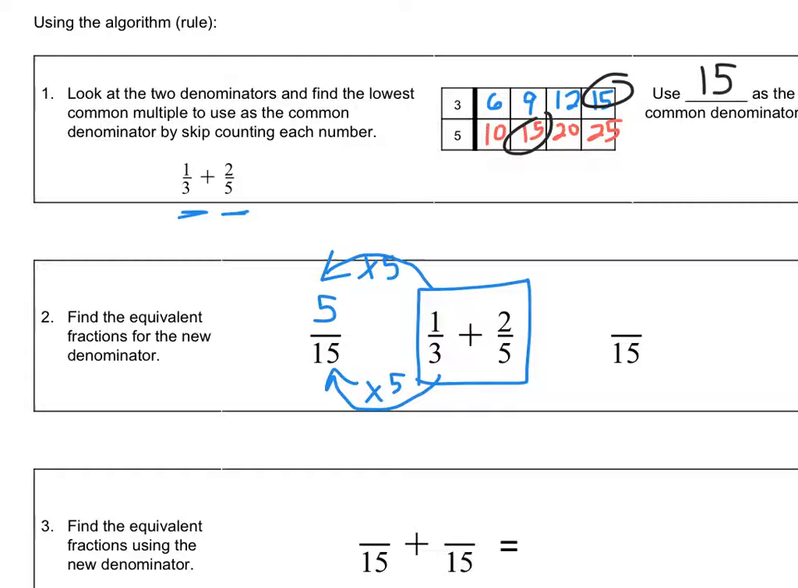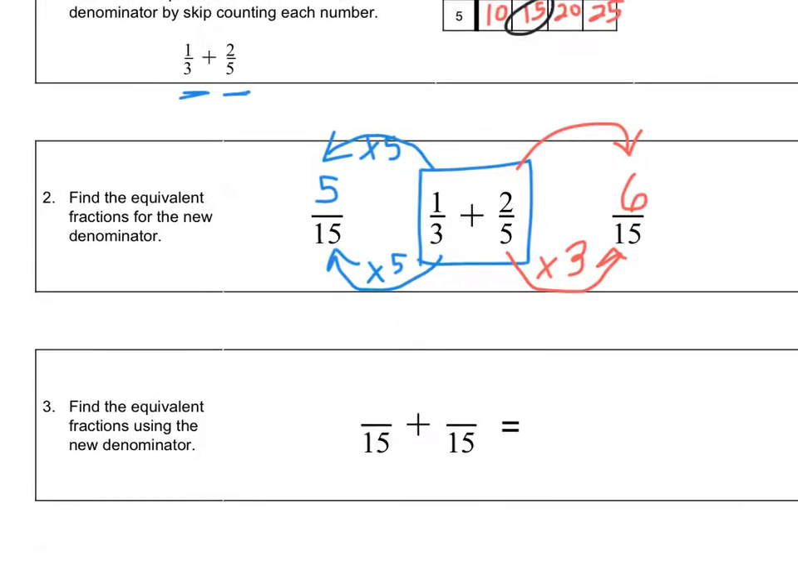Now I've got to find my equivalent fraction to 2/5. So again, I'm going to look at the bottom. To go from 5 to 15, I had to multiply times 3. So I have to do the same to the top. 2 times 3 is 6. So what I've got now is my two equivalent fractions.